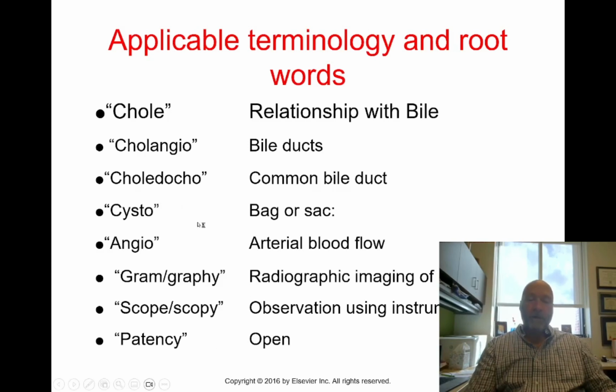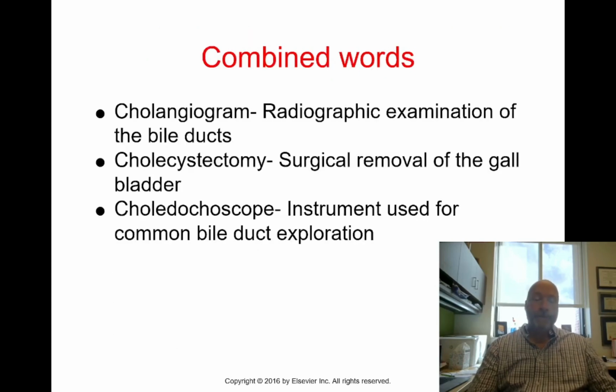And then in all these exams that we're going to talk about, what we're looking for is patency of the ducts. Patency means open. So is the duct open, or do we have something that's obstructing it, like a stone or potentially even a tumor? So cholangiogram means radiographic examination of the bile ducts. Cholecystectomy is surgical removal of the gallbladder. And then a choledocoscope is that instrument that you would use to do a common bile duct exploration.